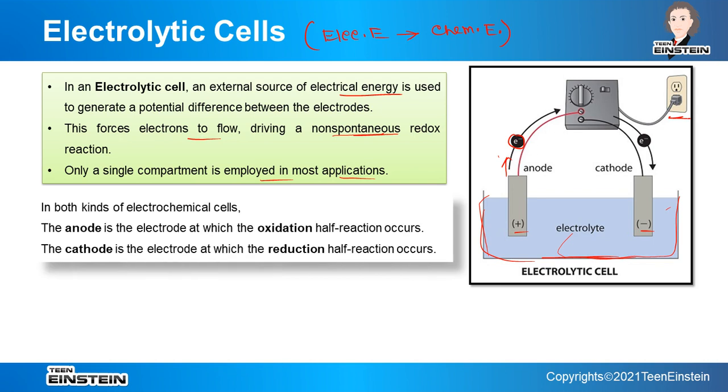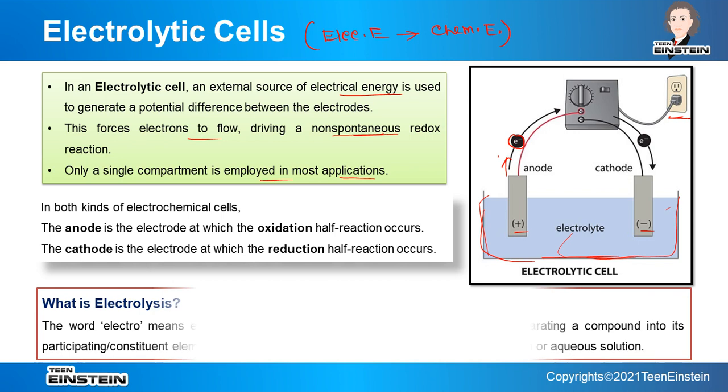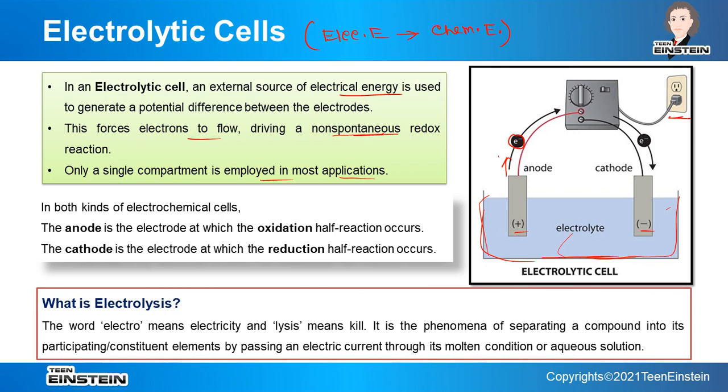So remember, in both kinds of electrochemical cell, anode is the electrode where oxidation half reaction is going on, and cathode where reduction half reaction is going on. Now electrolysis, this is actually the application part of electrolytic cell. In electrolysis, we use obviously electrical energy to produce chemical energy.